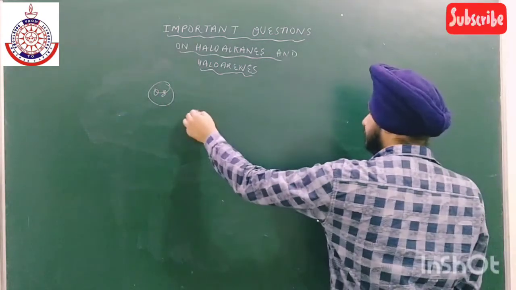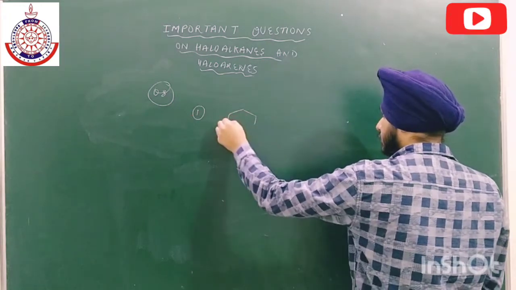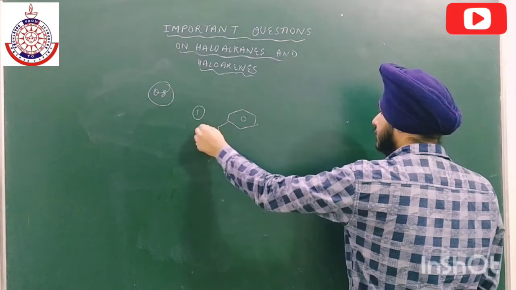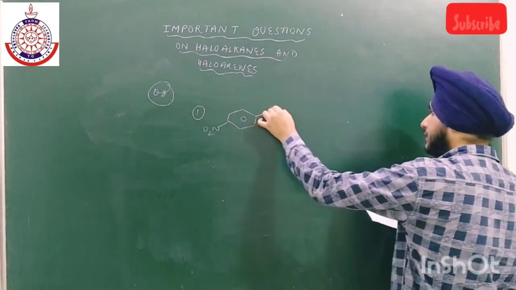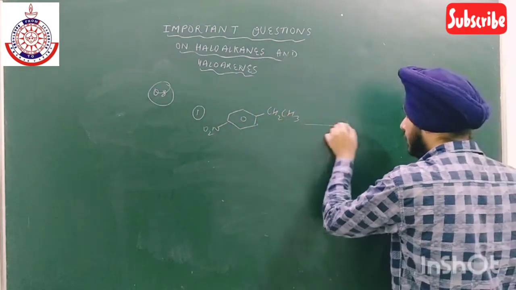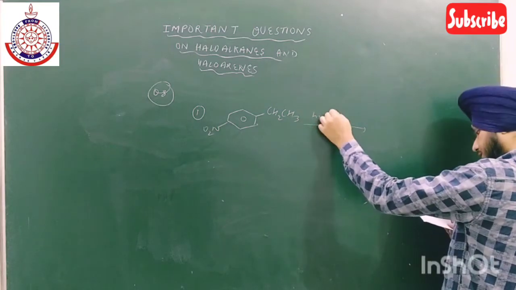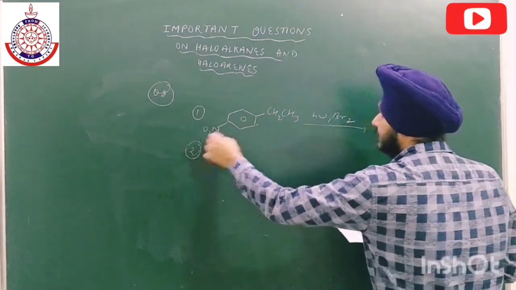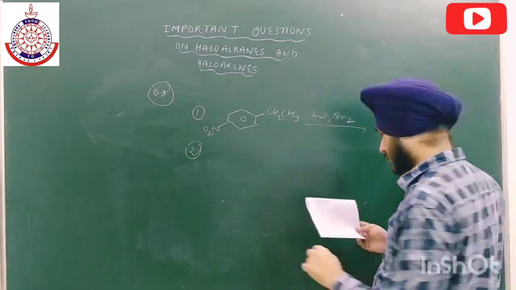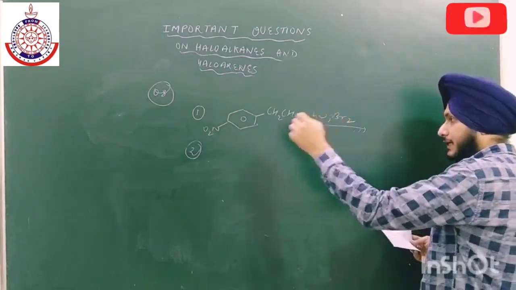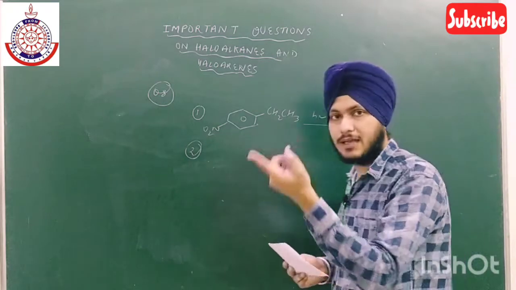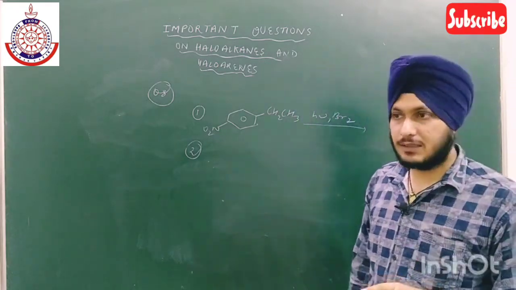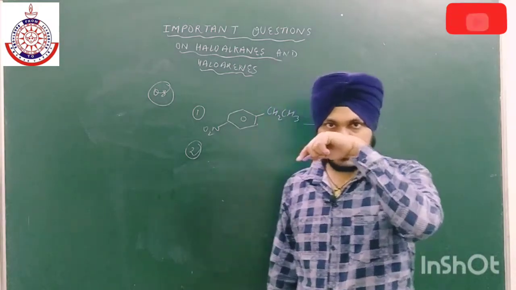So the first is, and here we have NO2, here CH2, CH3, in the presence of h nu, Br2. This is side chain halogenation. That is why we have taken sunlight. In case of nuclear halogenation, it will not occur in presence of sunlight. We have to take a dark medium.